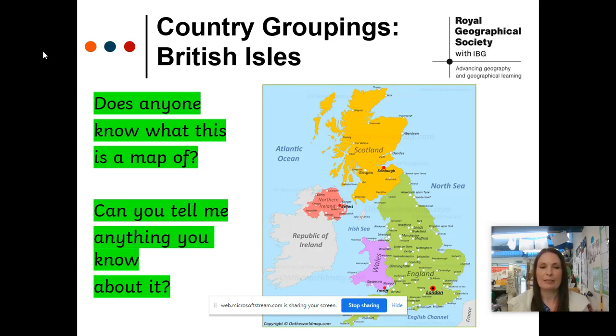Have a chat with your partner if you're at school. If you're at home, have a chat with your grown-up. Just take a few minutes to have a look, have a think. What knowledge do you already know about this map? This is the map we're going to be exploring today in our learning.